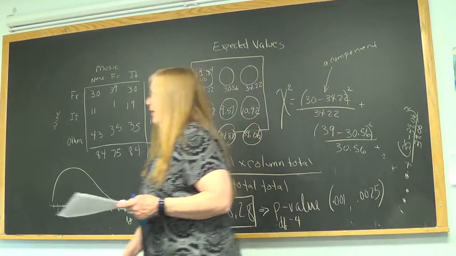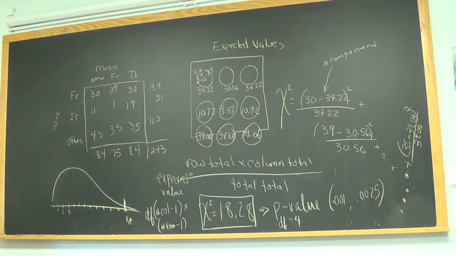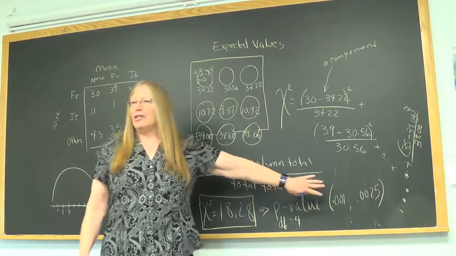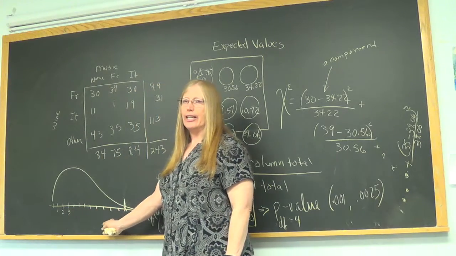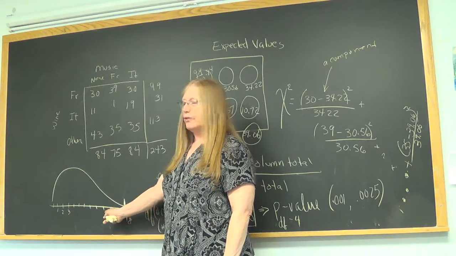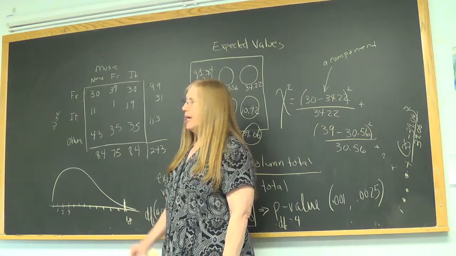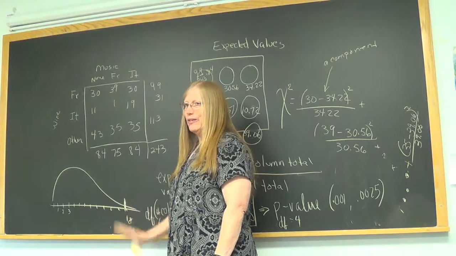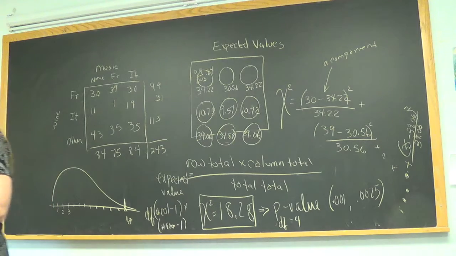You will never multiply this by 2, because it doesn't have 2 tails like the z graph and the t graph. It's just right there. It gives you the result that you need, so you don't have to mess with that. You don't have to do 1 minus.